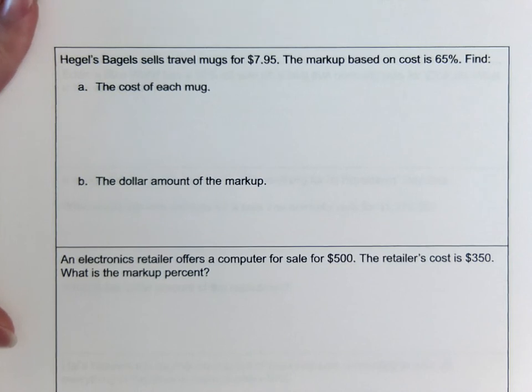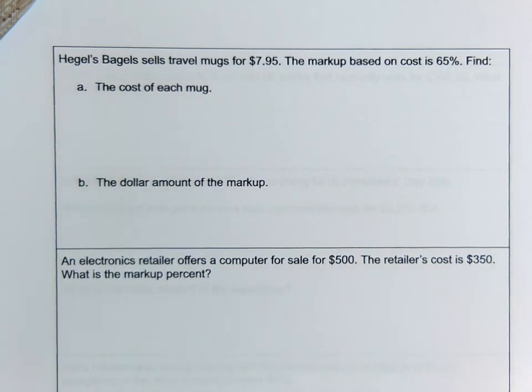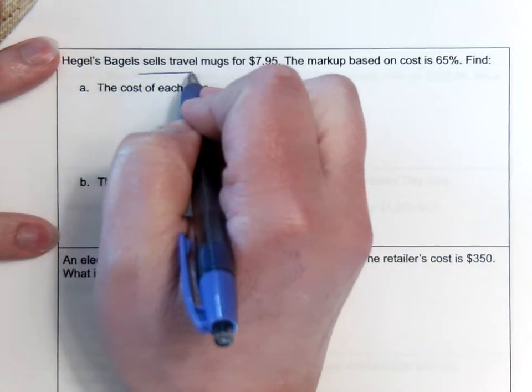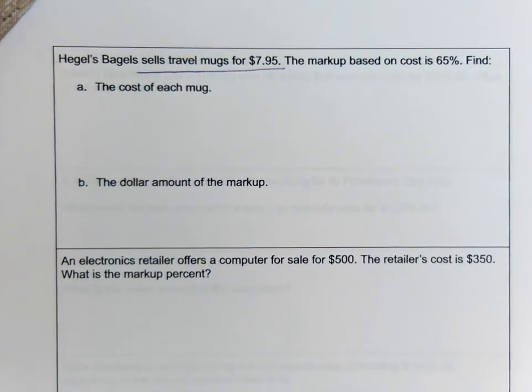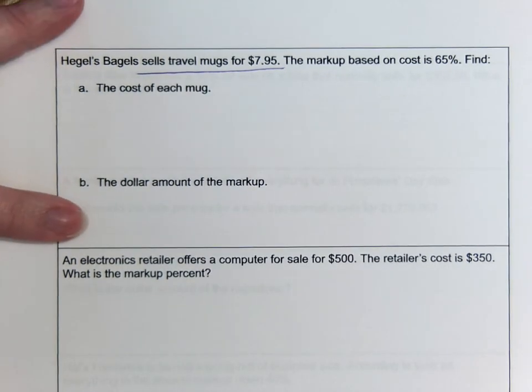Hagel's Bagels sells travel mugs for $7.95. The markup based on cost is 65%. Find the cost of each mug. All right, so we're kind of going to go backwards now. So it's the sale price or the retail price, and we want to find the original cost to the company to acquire said mugs, to have them made.